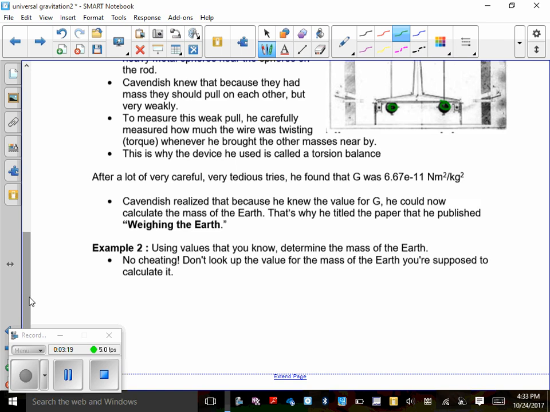After really careful, tedious tries, he found that G was 6.67 times 10 to the negative 11 newton meters squared per kilogram squared. So this number is really 6.67 times 10 to the negative 11. Sometimes they use an E in different resources. That just means times 10 to the negative 11. Sometimes on your calculator you could even have a double E button like that. But don't use your little E button. It's just a different way of writing it depending on the resource.